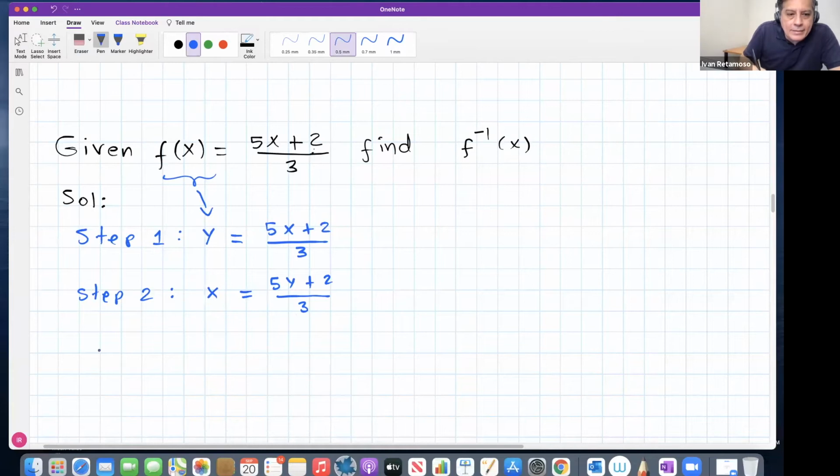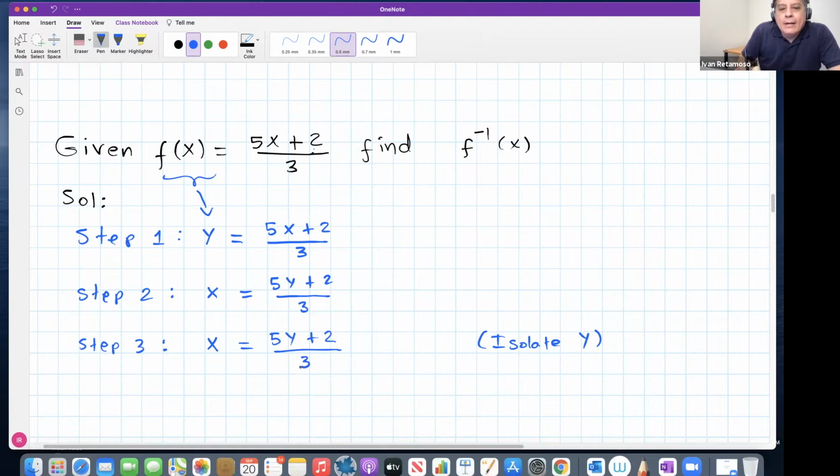Very good. Easy step. Step 3 is the longest step. Step 3 says isolate Y. You're going to follow some algebraic steps here. So here, I want to get rid of this number 3. So allow me to multiply both sides of this equation by 3.